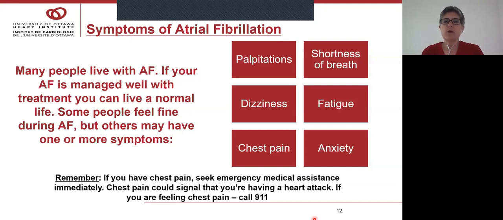Common symptoms are palpitations, shortness of breath, dizziness, fatigue, can make you feel anxious because your heart is racing, or you may feel unwell, or just that funny feeling in your chest. If you have chest pain though, we do say that you should go to the hospital to be assessed. We really have no way of knowing without an ECG and blood work whether you're having a heart attack. So we normally say call 911 if you're having chest pain with your atrial fibrillation.